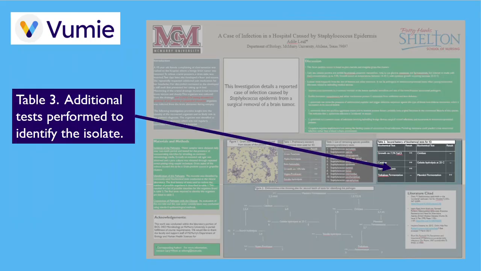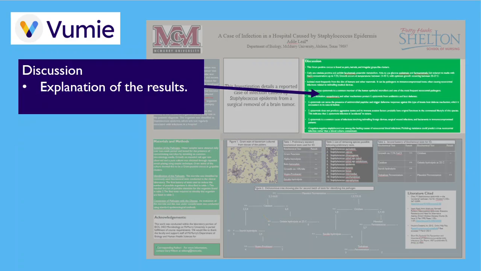Table 3. Additional tests performed to identify the bacterial isolate. The list of tests used in your dichotomous tree is put into this table, and the results for each of those tests is presented. Then the discussion. The results show what the evidence is on the ID. The discussion explains what it means.